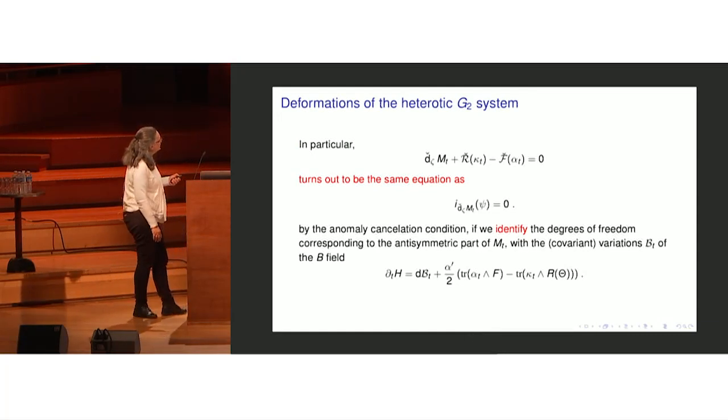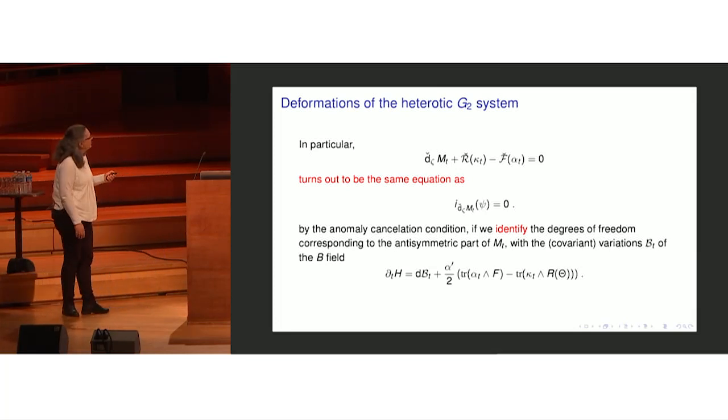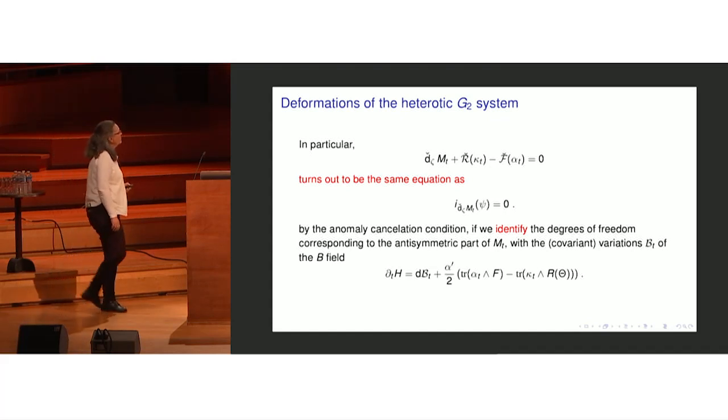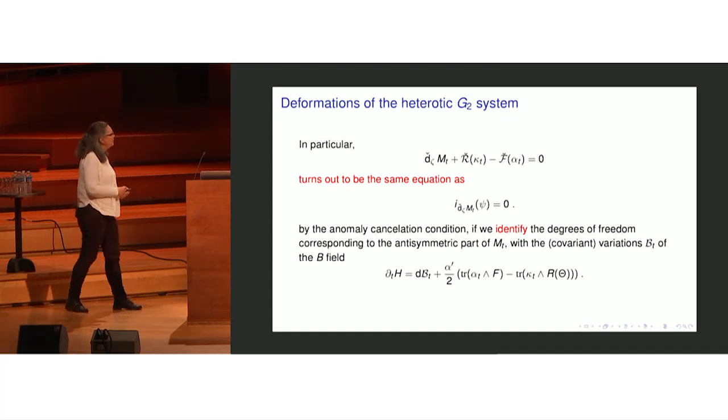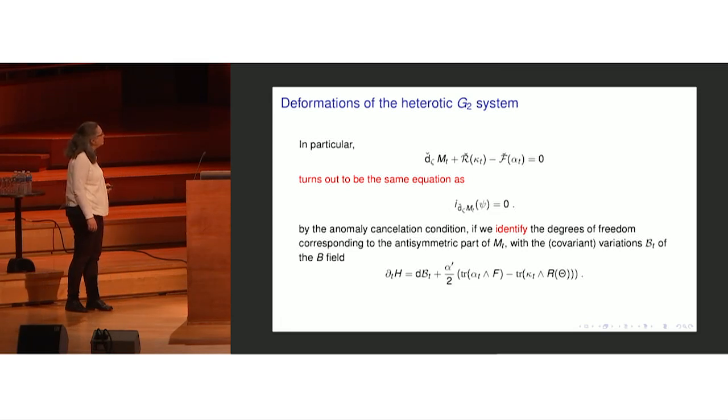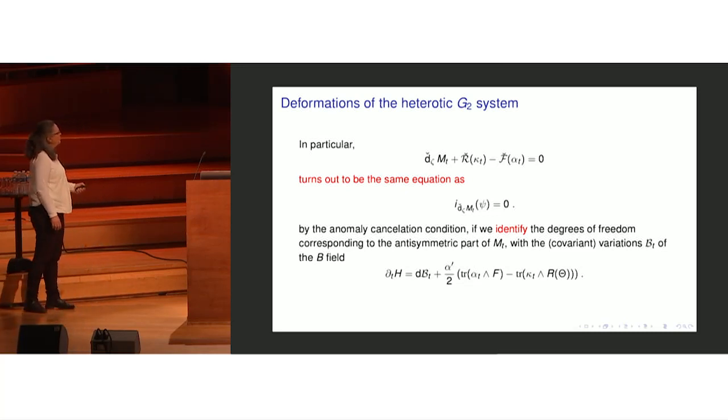the moduli space for the G2 structures is described by this equation. So what happens is that this equation turns out to be the same equation as the one that we had before by the anomaly cancellation, and this is very pretty. As long as one identifies the degrees of freedom corresponding to the antisymmetric part of this matrix with the covariant variation of this B field. So if you vary the H field, you end up with an equation of this sort. These two terms are covariant. So the D of B is a covariant term.